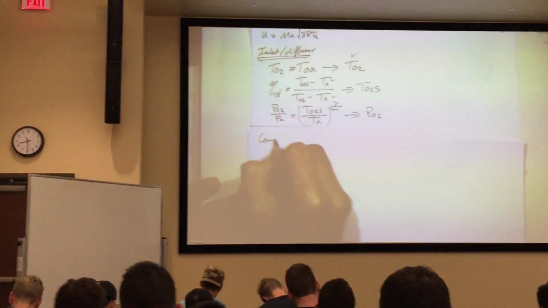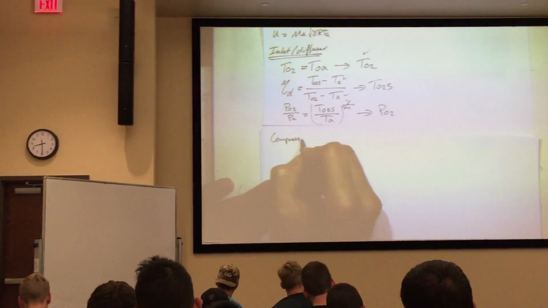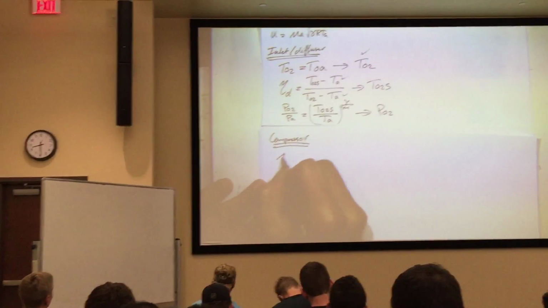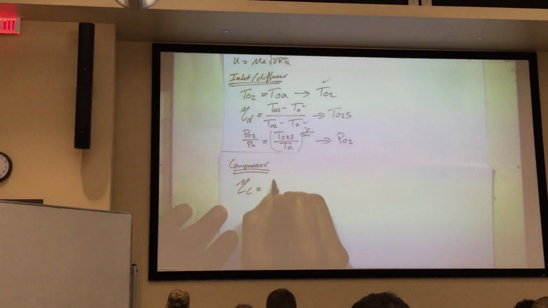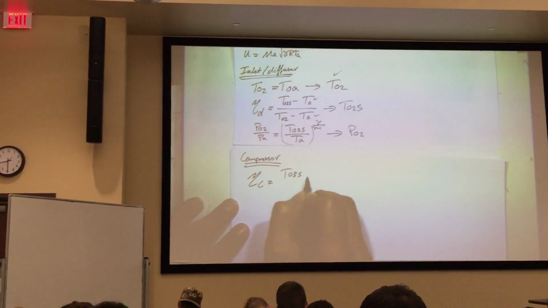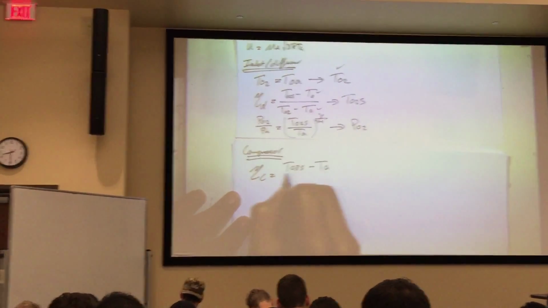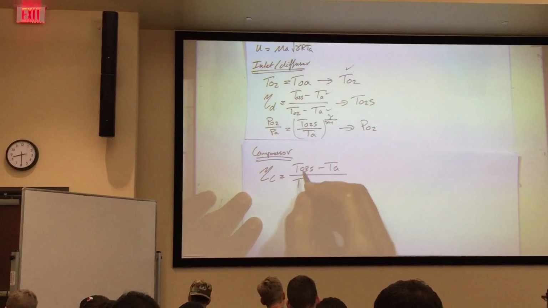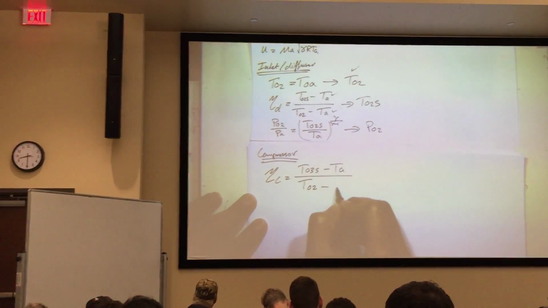Compressor. It becomes very tedious. It becomes the same all the time. The efficiency of the compressor is the same thing. TO3S, isentropic relative to actual, because isentropic is going to be lower. I can compress it at lower temperature ratio, but I have losses, so I end up generating heat.